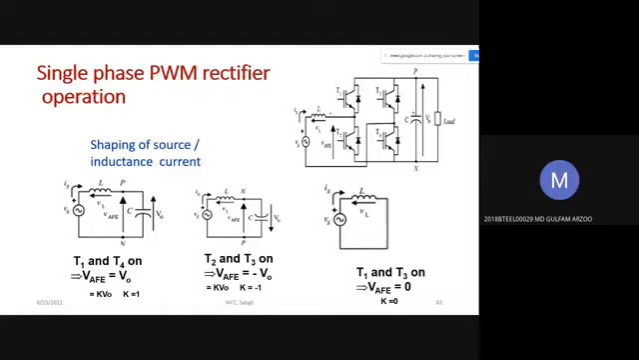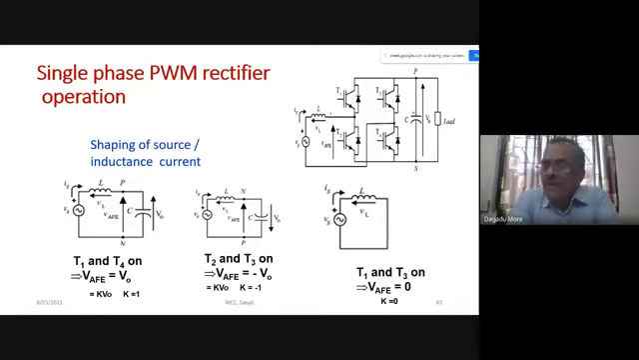Sir, what do we mean by closed loop control? What is given in feedback, sir? Okay, we are going to discuss this. We are taking the feedback as the output voltage. We have a set reference and we control the output voltage with closed loop control. After one or two slides, we are going to discuss the closed loop control.